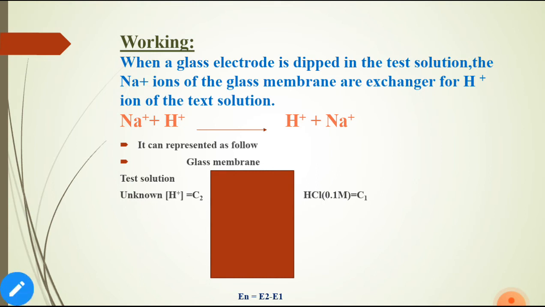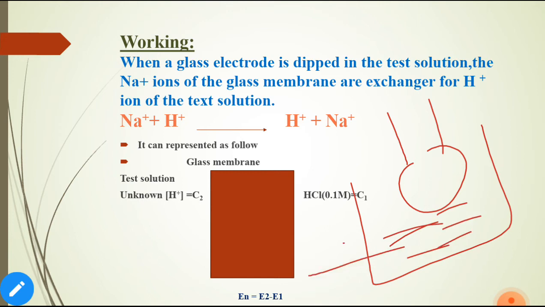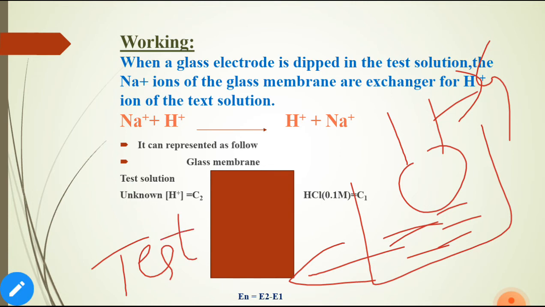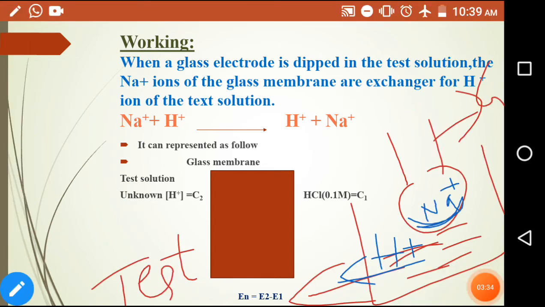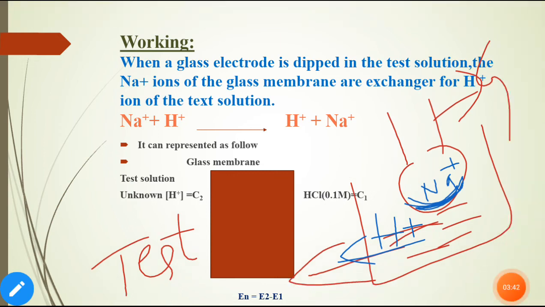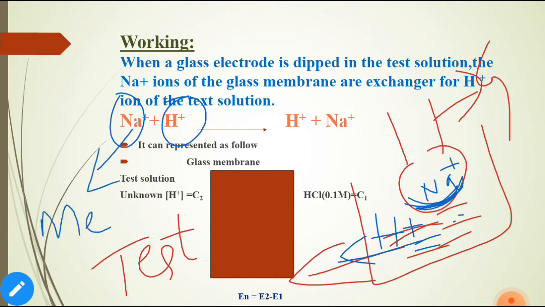When the glass electrode is dipped into the test solution, the Na+ ions of the glass membrane are present in the membrane, and the H+ ions are present in the test solution. There is an exchange of Na+ and H+ ions taking place, between the Na+ ions present in the membrane and the H+ ions present in the test solution.